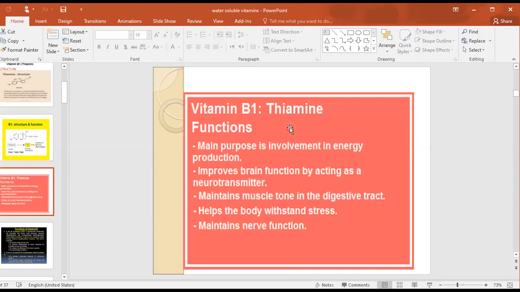So what are the functions of thiamine? The main purpose is involvement in energy production. It plays a very important role in the reactions of carbohydrate metabolism and oxidation reactions of glucose, which produce energy. It improves brain function by acting as a neurotransmitter. It maintains the muscle tone in the digestive tract, helps the body withstand stress, and maintains nerve function. So the most important are that it maintains nerve function and plays a very important role in energy metabolism.